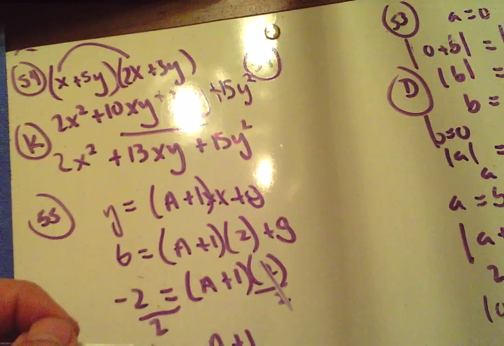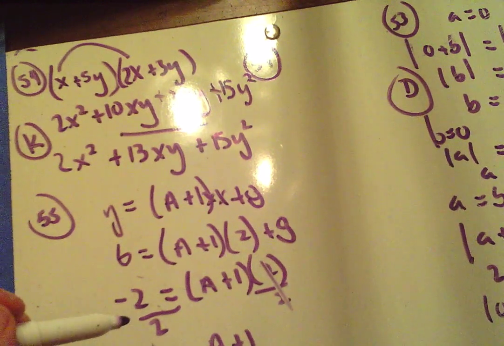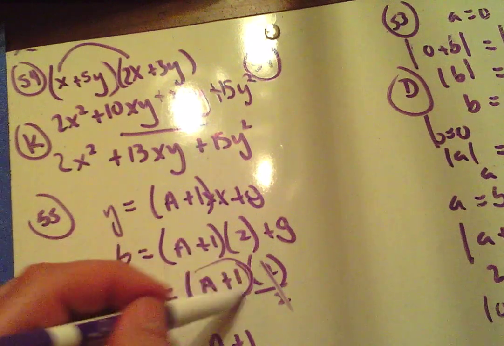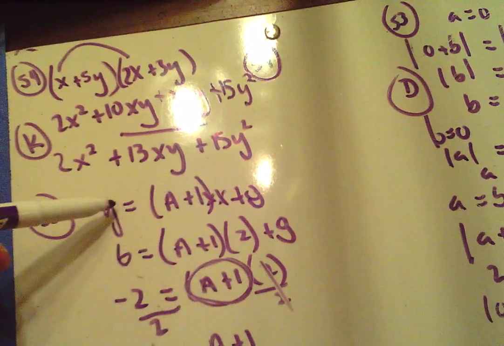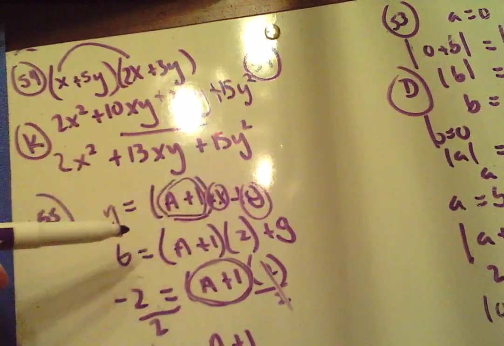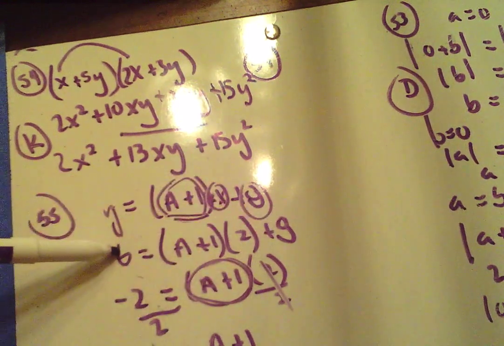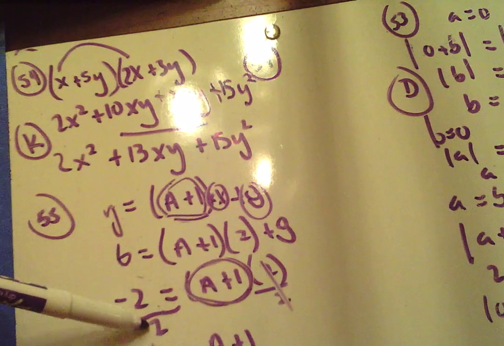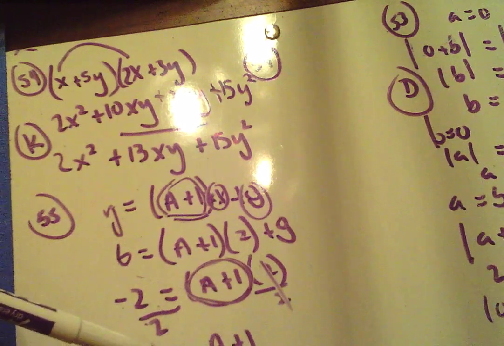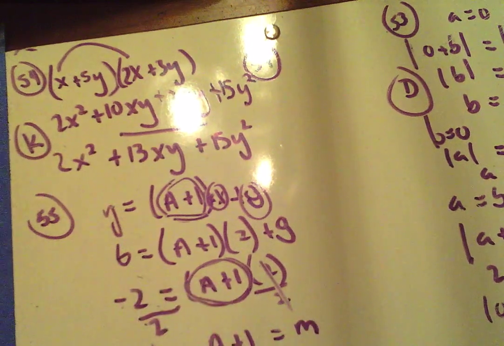Now, I could solve this equation for a, but they asked me what m was equal to, and m is a plus 1, right? Because we're looking at y equals mx plus b. So m is a plus 1. I just need to solve this equation for a plus 1, which I can do by subtracting 8 and then dividing by 2, and I see negative 1 is what m is equal to, and so that's choice C.